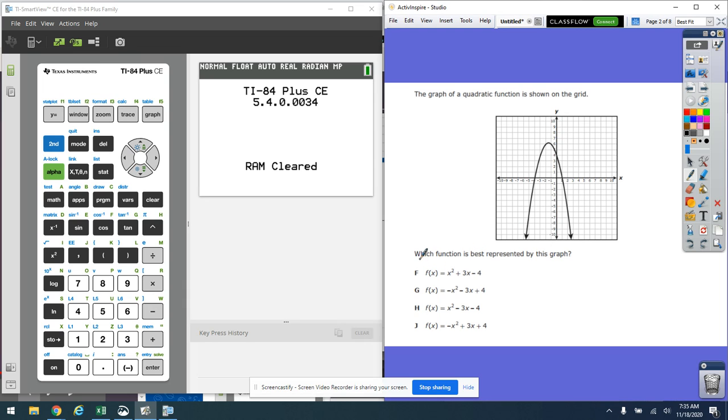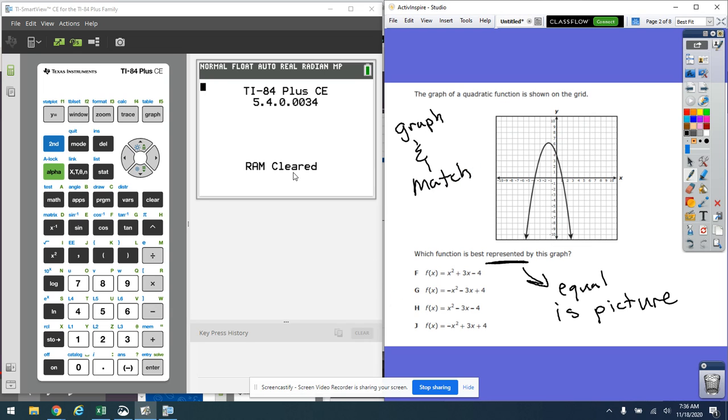When it says which function is best represented by this graph, represented is just another way of saying which function is equal to or is pictured by this graph. Okay, so it's basically just a graph and match. So the strategy we're going to call this today is graph and match. Let's go ahead and get started with this.